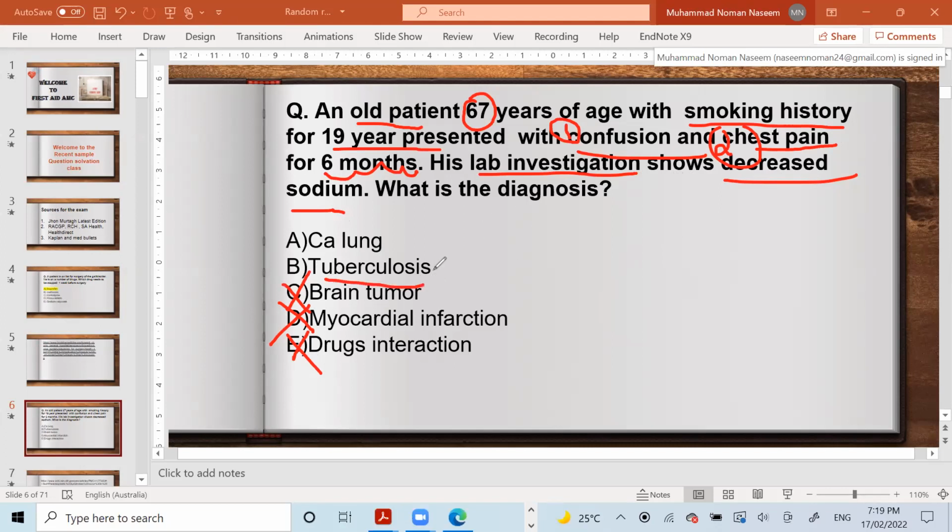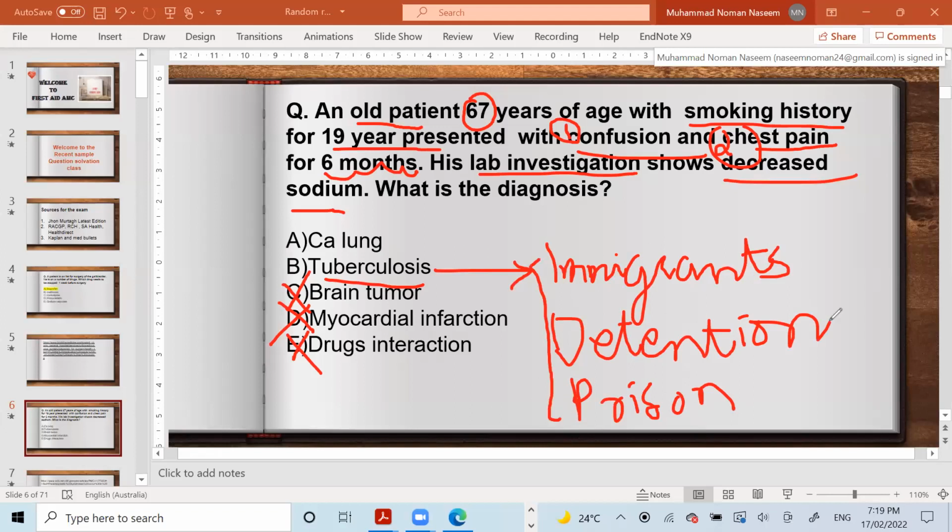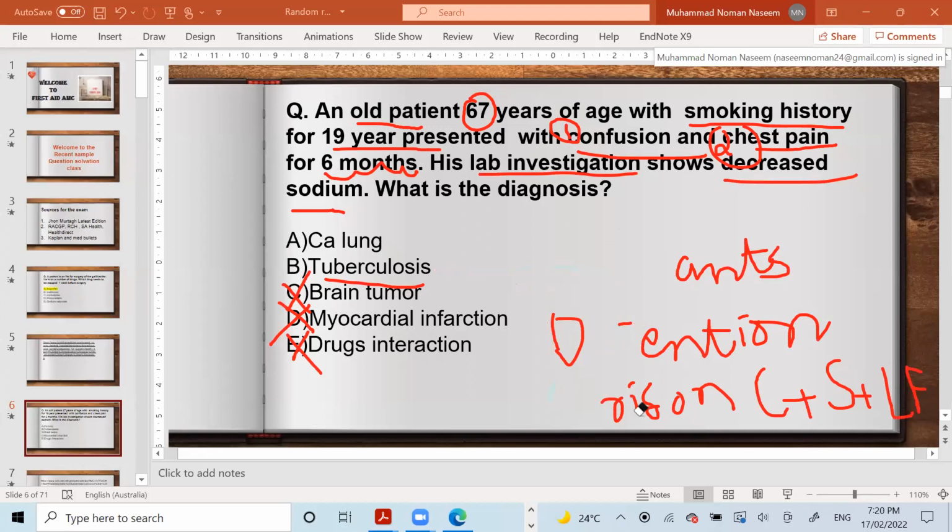Tuberculosis, always remember, it's not a common disease in Australia. It is the disease of immigrants over here. So always in the question, they will mention something about immigrants or travel history. They will mention that the patient is in a detention center. They will mention something about prison. All right. And usually these patients will have cough with sputum and low-grade fever with night sweats. All right. So this is not happening in our patient. So tuberculosis is also out.